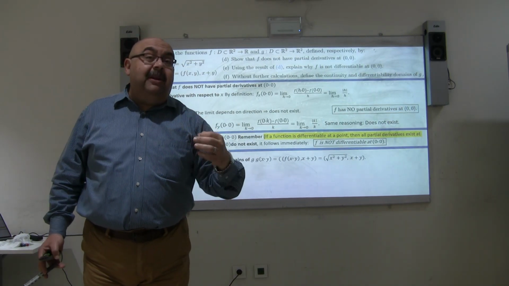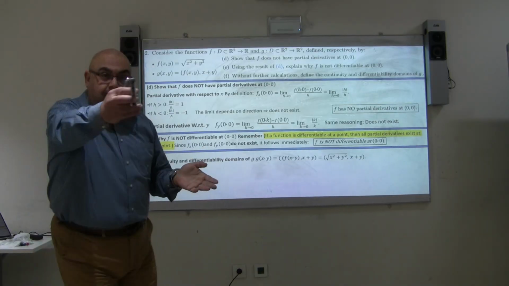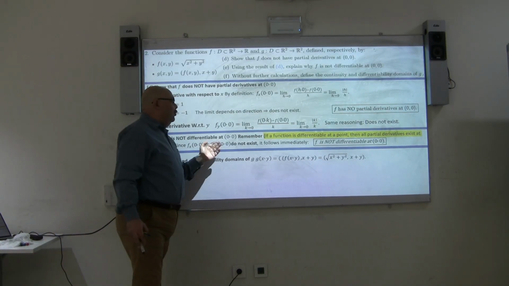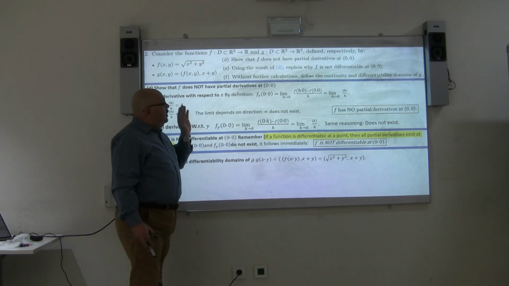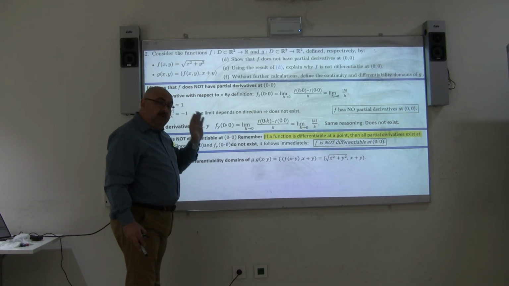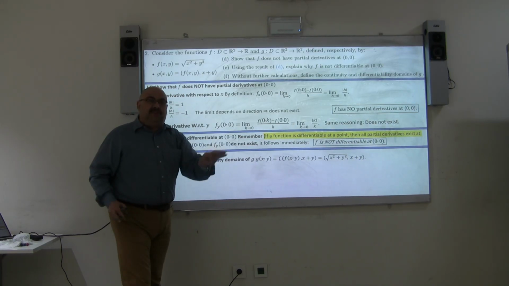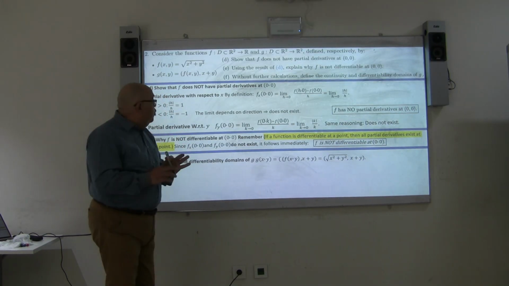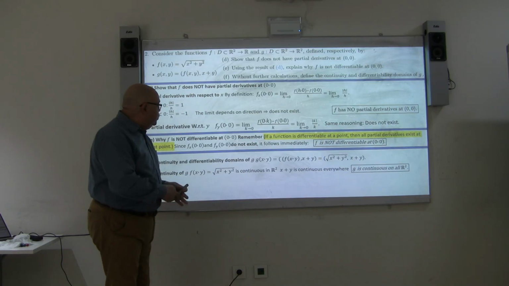For the differentiability at the origin, it doesn't exist. You already stated this previously. So the domain for the continuity and differentiability for this function is going to be R2 except 0. And except 0 is coming from the first component, which is the root of x squared plus y squared.